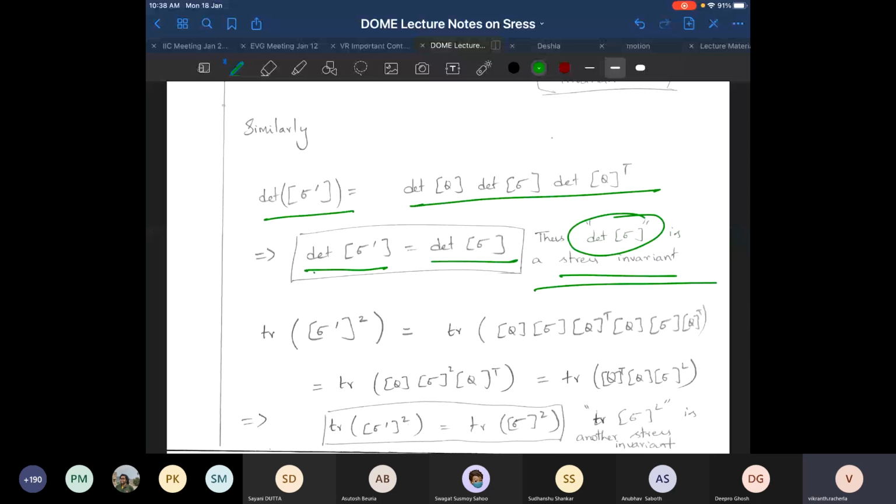Now let us look at trace of sigma dash square. What will you get? Sigma dash square means trace of Q sigma Q transpose Q sigma Q transpose. Q transpose Q is identity, so you end up with trace of Q times sigma square Q transpose. You can again apply the permutation rule, and you will get trace of sigma dash square equal to trace of sigma square. So trace of sigma square is also a stress invariant. A second order tensor will have three independent invariants, and we found all three independent invariants.